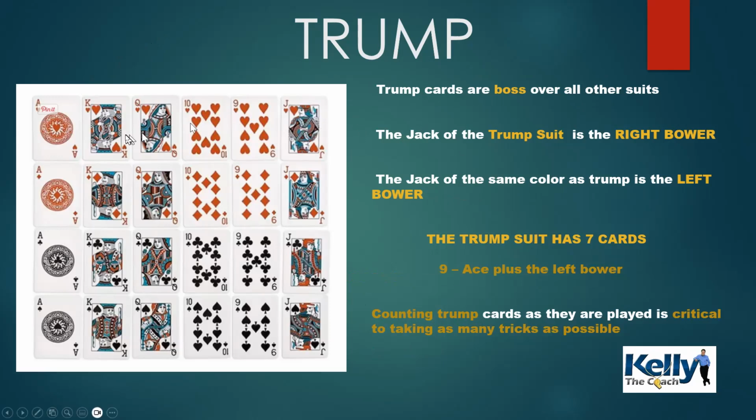But counting is really important, especially when you're going alone and you're wanting to see which card is boss. So I wanted to quickly look at that. Trump cards, of course, are the boss over the other suits. So if we make hearts trump, then this 9 of hearts is going to beat any other card in this, including all of the aces that are here. So that is a more powerful card than every one of the cards down here.